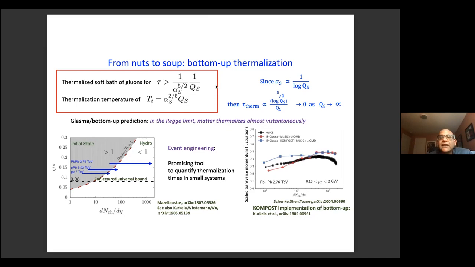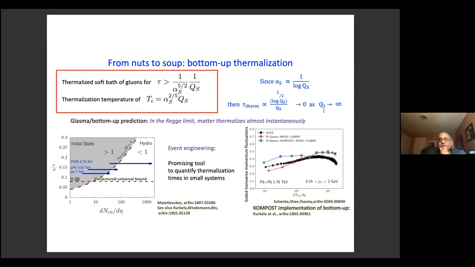Now, what this tells you is that if you go to the strict Regge limit where Q_S goes to infinity, the powers of alpha will never beat the logs, since alpha goes as one over the log of such a scale. So this tells you, very interestingly, that as you go to the limit of asymptotic energies in QCD, the thermalization time goes to zero as one over Q_S. So even though you have very, very weak couplings, the very, very high occupancies overwhelm them, and the thermalization time goes to zero as Q_S goes to infinity.